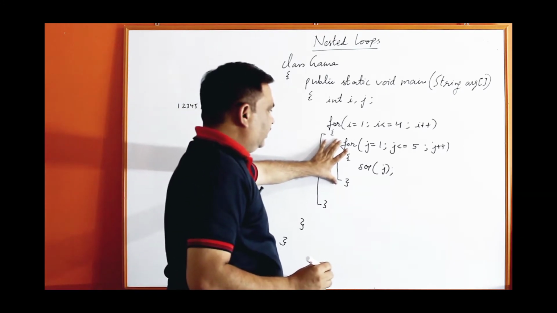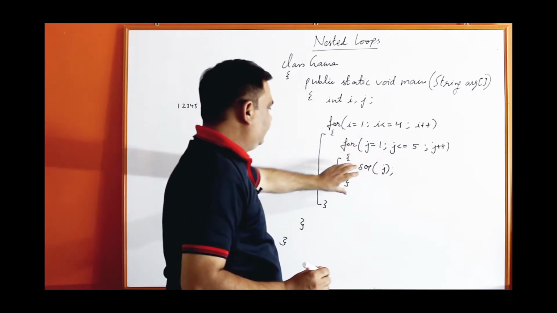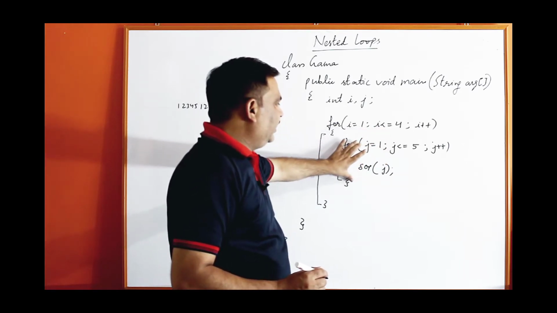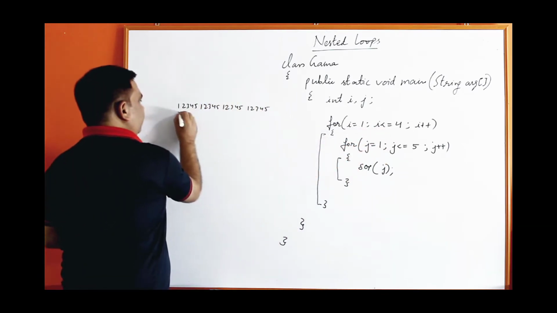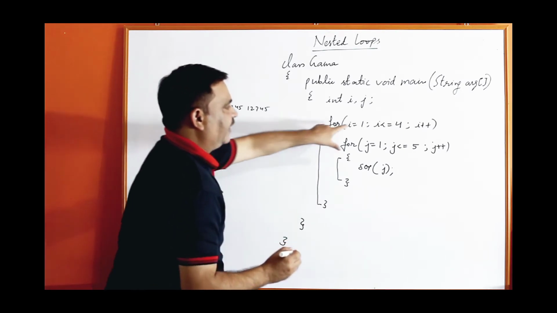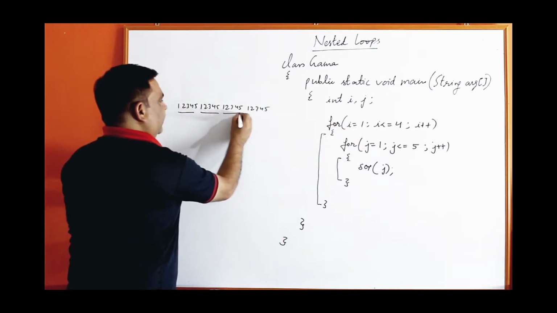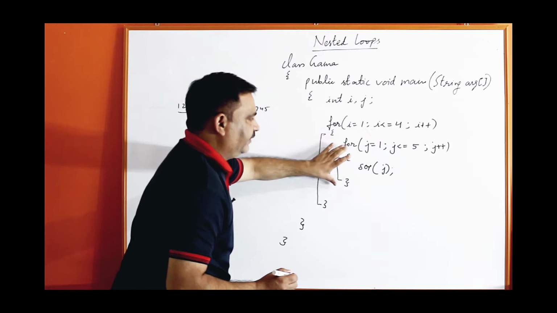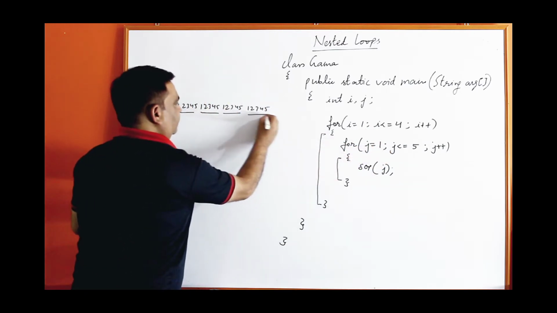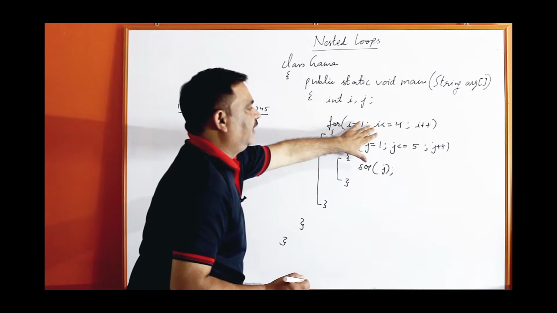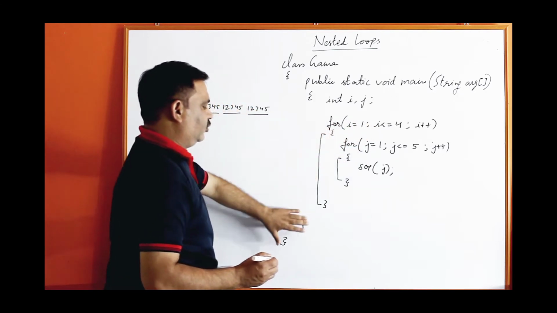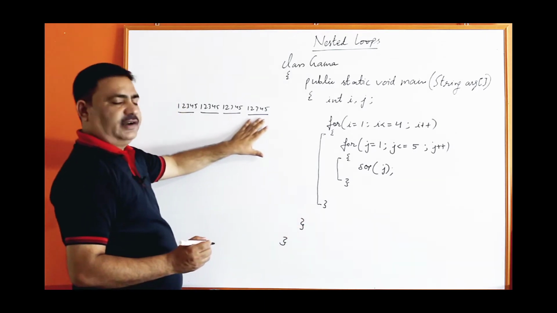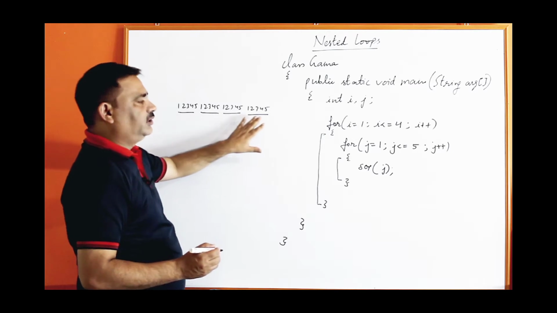Because this inner loop will print 1, 2, 3, 4, 5. Afterwards, again it will continue. i will become 2, and the second time again it will print 1, 2, 3, 4, 5. Then the third time when i becomes 3, it will again print 1, 2, 3, 4, 5. The fourth time when i becomes 4, again it will start from 1 up to 5. Next time it will become 5 and the outer loop will be terminated and control will come out of the outer loop. So in such a way you can get the output. So 4 times it will print 1, 2, 3, 4, 5.